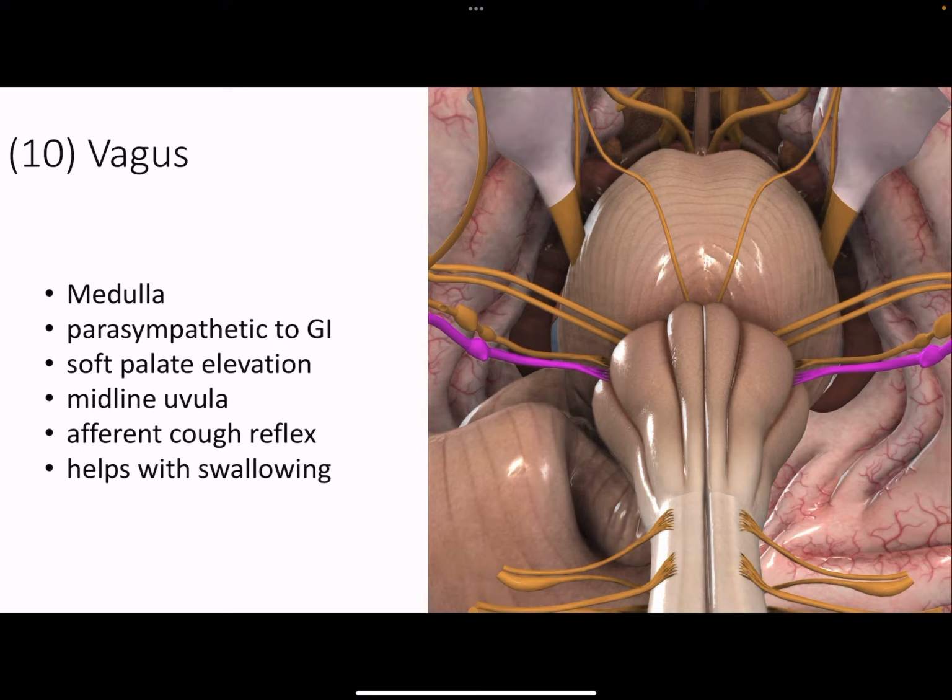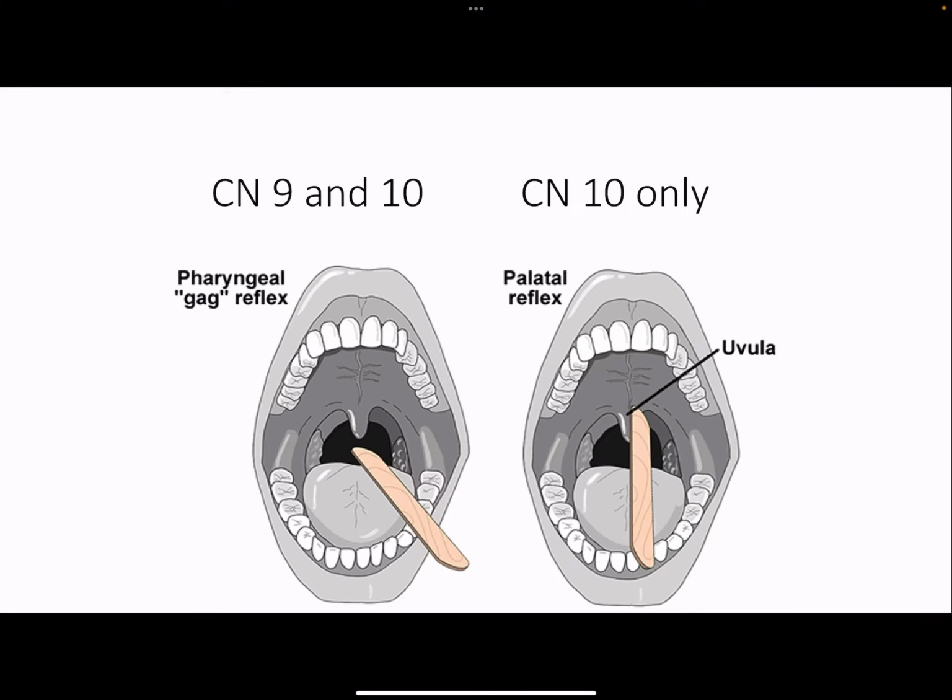Soft palate elevation, midline uvula. These aren't really that important, but it's going to be really important for diagnostics. We just said it's the afferent cough reflex, and it's going to help with swallowing as well, because it controls a lot of the muscles that play a role in the gag reflex, and similarly it's going to play a role with swallowing. So we just said gag reflex, 9 and 10. Palatal reflex, though, is just going to be 10 only, touching the roof of the mouth and watching it go up.